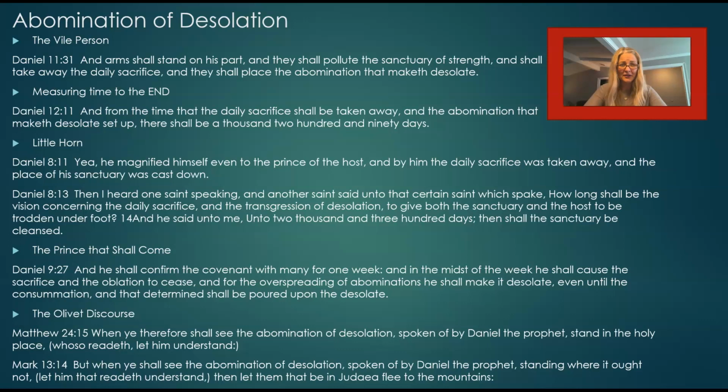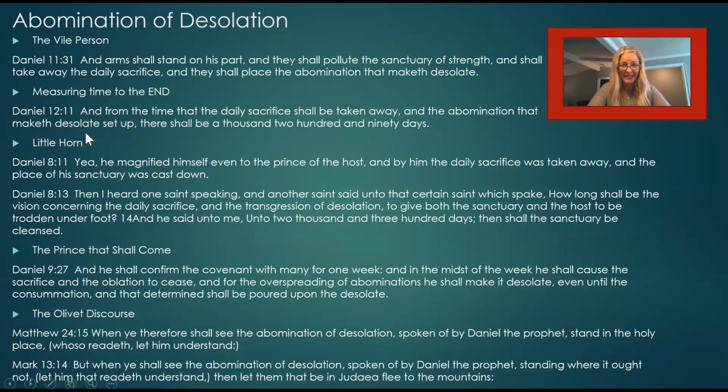Let's look at all of the verses in Daniel and elsewhere referring to the abomination of desolation. Today we looked at Daniel 11:31 regarding the vile person in the second division of the common outline. It says, "And arms shall stand on his part, and they shall pollute the sanctuary of strength, and shall take away the daily sacrifice and place the abomination that maketh desolate." So the armies of the vile person take away the daily and place the abomination.